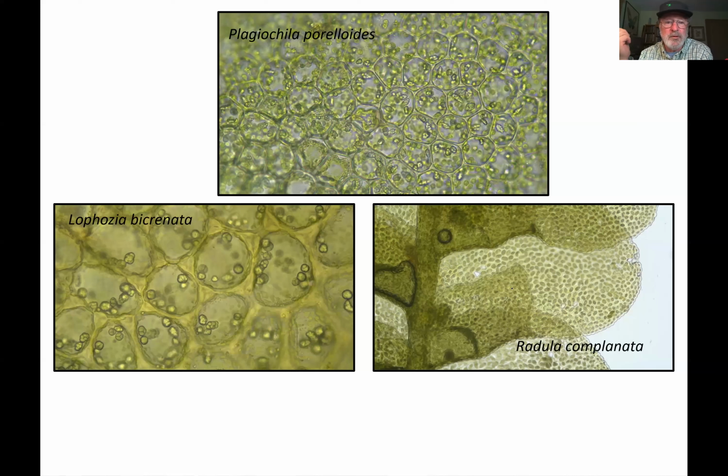Here's some pictures of more liverworts showing, well, there's Plagiochila up above with many small oil bodies. There's a Lophocolea with fewer, somewhat larger oil bodies. And on the right, there's Radula with only 1 really large oil body per cell.